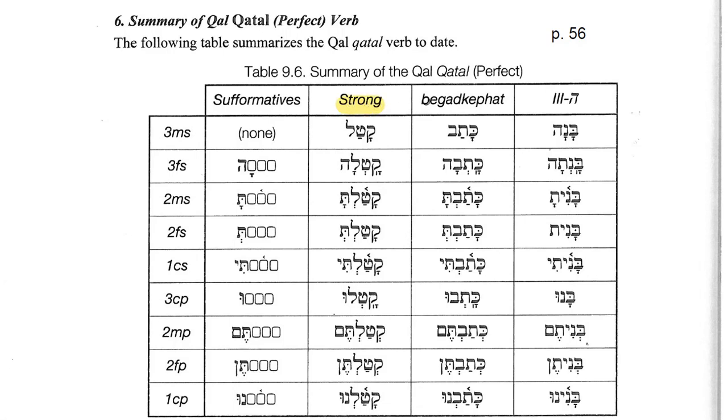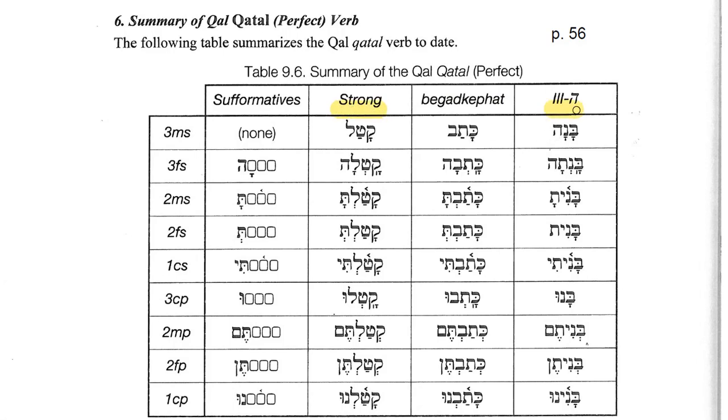Actually, this column and this column are both strong verbs. This verb here is a strong verb as well, meaning it has no gutturals or other funny letters. At the beginning, notice that there's a dagesh lene in this kaf. But other than that, it behaves the same as these strong verbs over here. So we won't spend a lot of time messing with the begadkefat column. It's not super significant. The main thing is we're going to look at strong verbs.